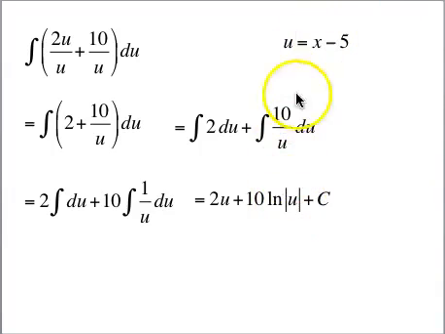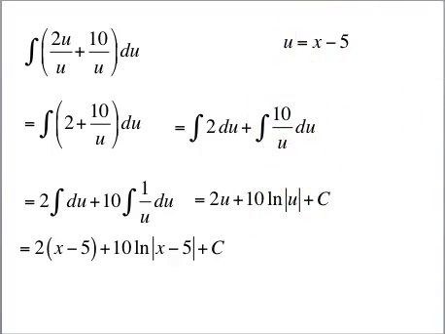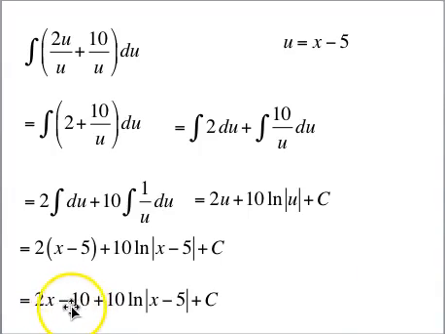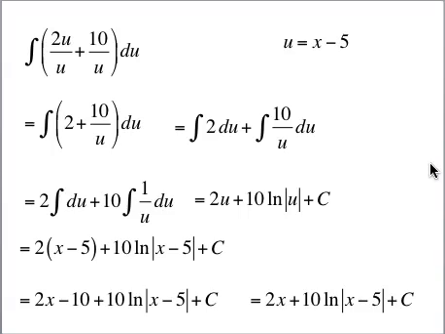Let's plug x minus 5 in for u here. And we can distribute this 2 to get 2x minus 10. And this answer is correct. We can make it a little cleaner by recognizing negative 10 is an arbitrary constant. So negative 10 plus this arbitrary constant is still an arbitrary constant. So the negative 10 in essence gets absorbed into that constant. So a better answer is 2x plus 10 times the natural log of the absolute value of x minus 5 plus c.